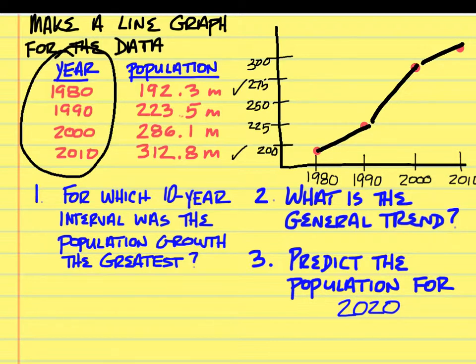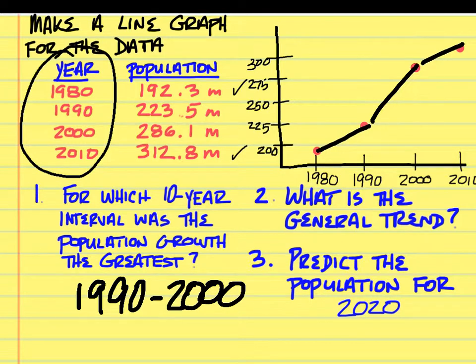Now answer the questions. For which 10-year interval was the population growth the greatest? Between what 2 years did the population grow the most? 1990 to 2000. Looks to me like it grew about 63 or 62.6, close to that. And in the other ones, you don't have anywhere near that kind of growth. So your answer would be 1990 to 2000.